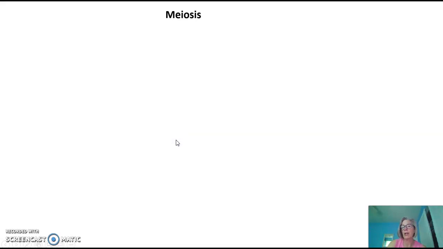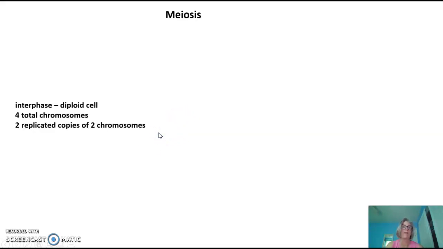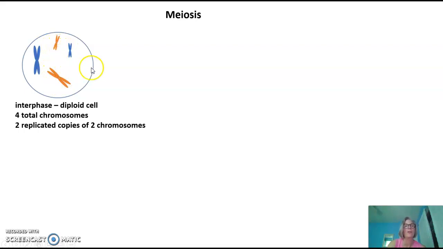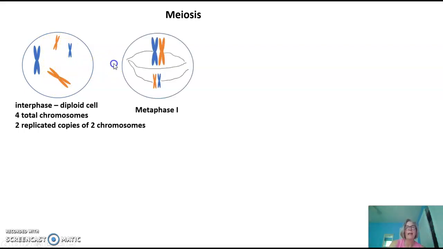So let's start by looking at the process of meiosis and how it works when everything goes just fine. I'm going to start here in interphase with a diploid cell. This cell has 4 total chromosomes, and it has 2 replicated copies of each of 2 chromosomes. So it has 2 large chromosomes that are replicated, and 2 small chromosomes that are each replicated.